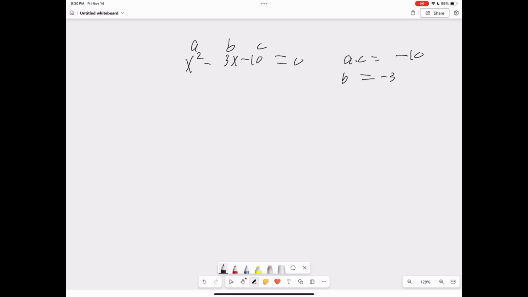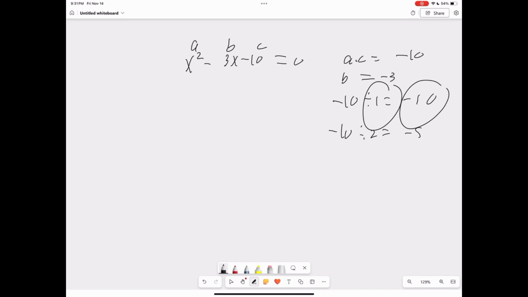Remember, we take our A times C and we start from the ascending order. So let's do negative 10 divided by 1. You get negative 10. Negative 10, this number, and this number. If you add, you get negative 9. If you switch it, negative 1 plus positive 10, you get 9 again. So it doesn't work. So let's do negative 10 divided by 2, which is negative 5. Negative 5 plus 2 is negative 3. And negative 5 times 2 coincidentally also multiplies to negative 10.